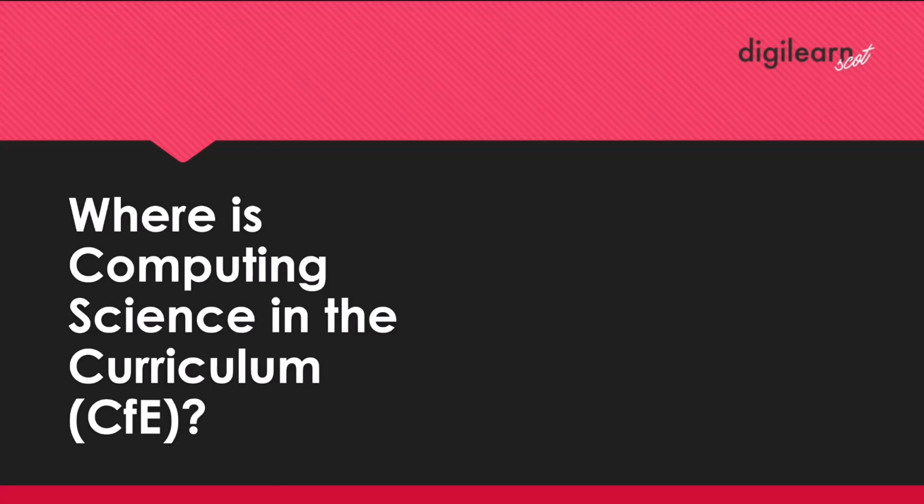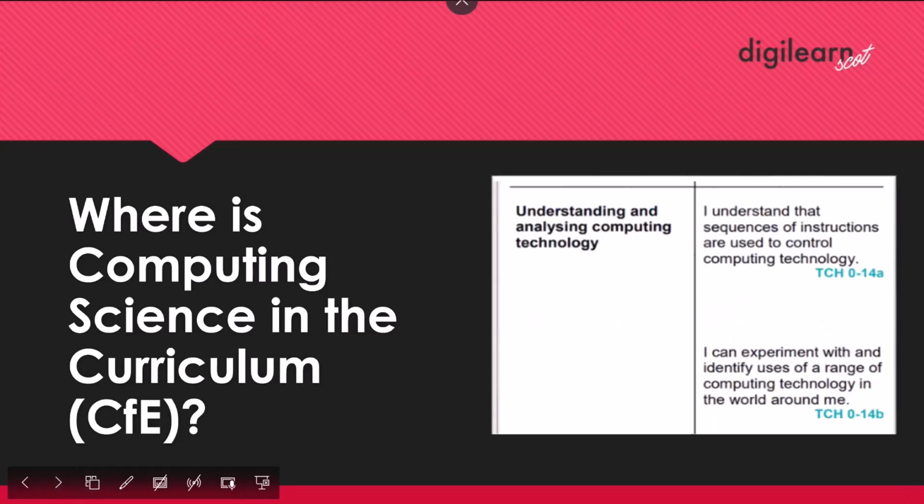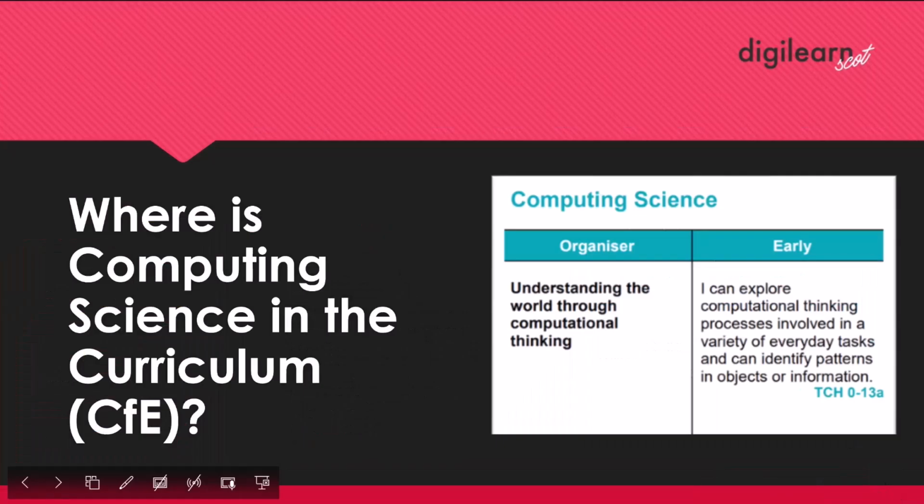So, where is computing science in our curriculum? Within the early level technologies curriculum, we have 4 experiences and outcomes split into 3 organisers. Understanding the world through computational thinking. This is about recognising where computational thinking strategies are in our daily lives, in the world around us.